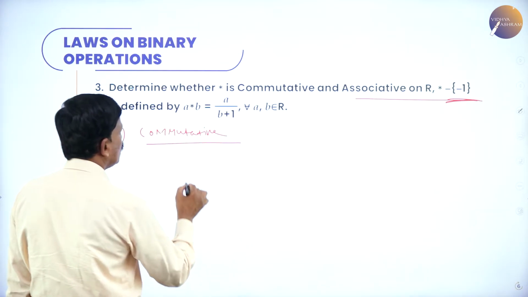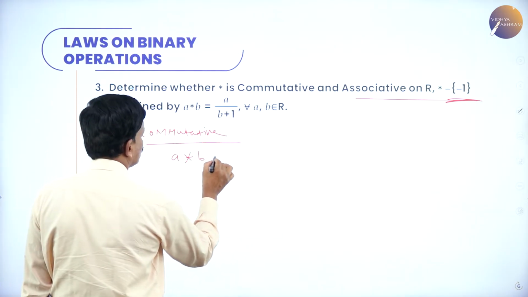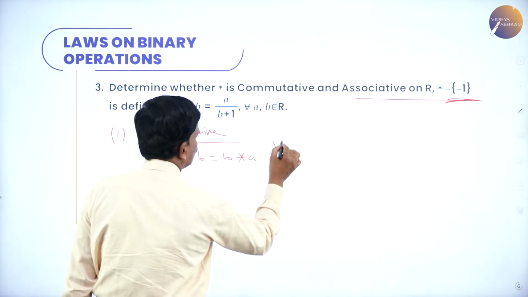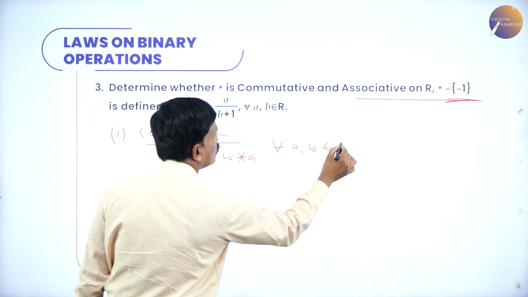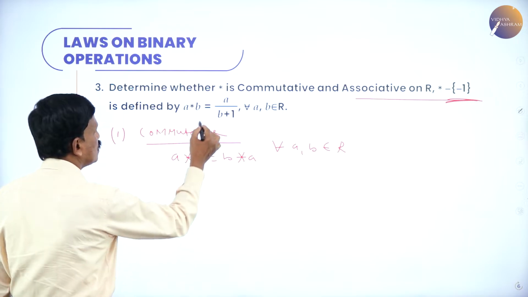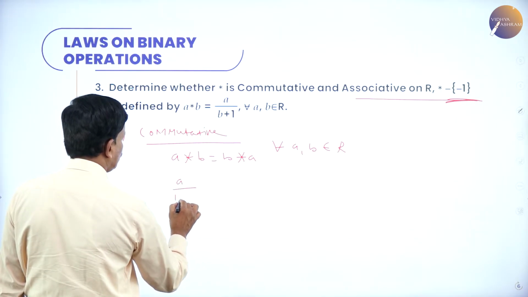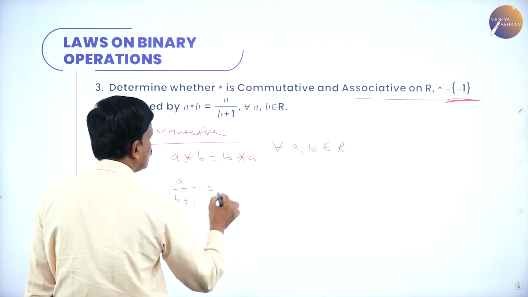Commutative law. What is commutative? A star B is equal to B star A for all A, B belongs to R. Now what is A star B? A star B is equal to A by B plus 1. What is B star A?